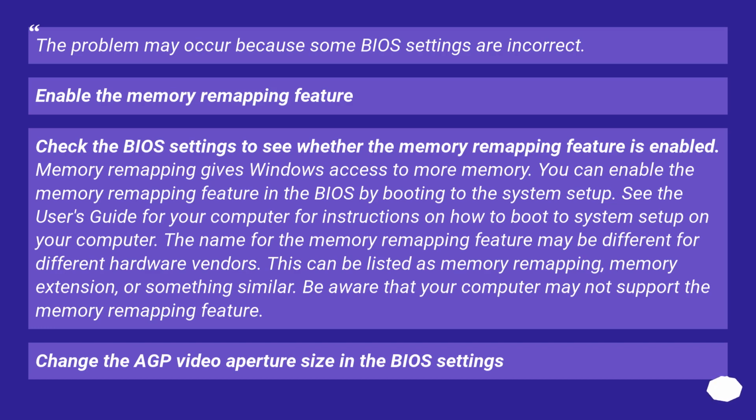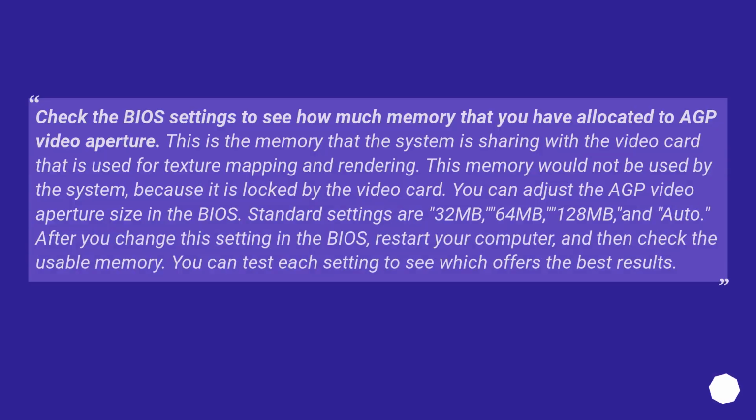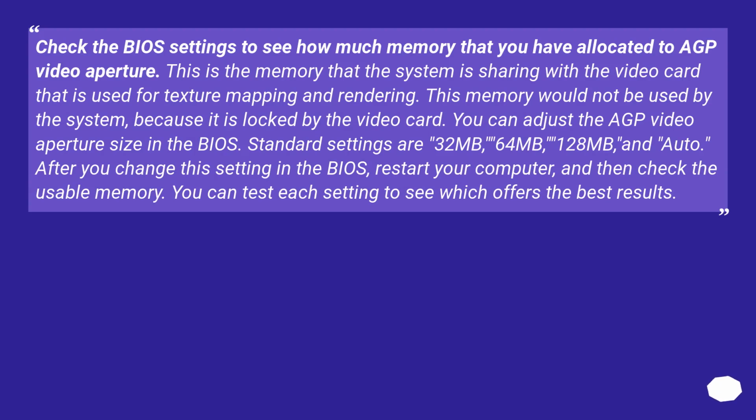Change the AGP video aperture size in the BIOS settings. Check the BIOS settings to see how much memory that you have allocated to AGP video aperture. This is the memory that the system is sharing with the video card that is used for texture mapping and rendering. This memory would not be used by the system, because it is locked by the video card.